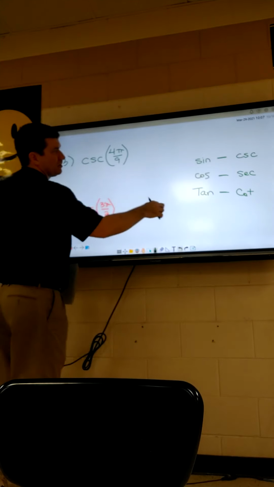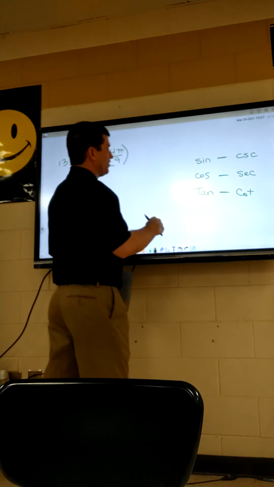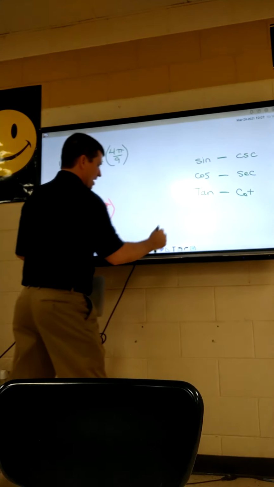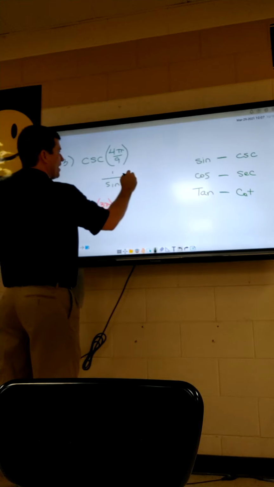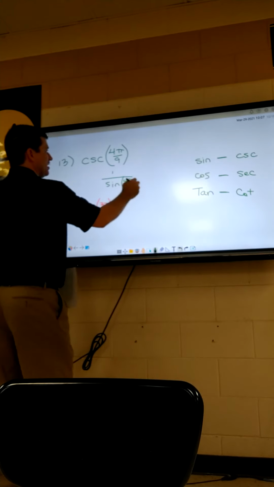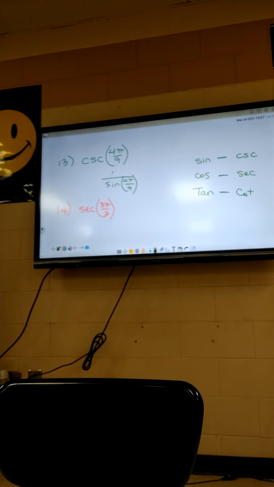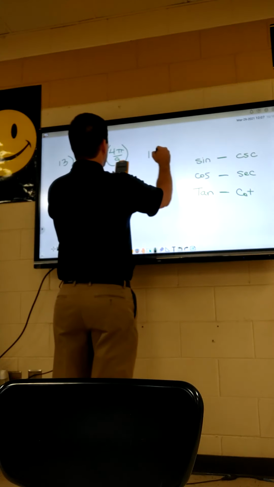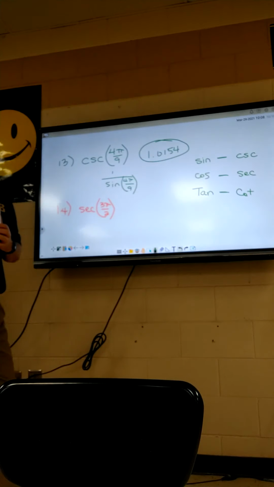So, look, these are your 3 trig functions that are opposites of each other. Cosecant will be sine. So y'all got to do 1 over sine of 4 pi over 9. Type it in, see what you get. I hadn't typed it in yet. 1 over sine of 4 pi over 9. I got 1.0154. Brian Thornton, is that what you just read out?